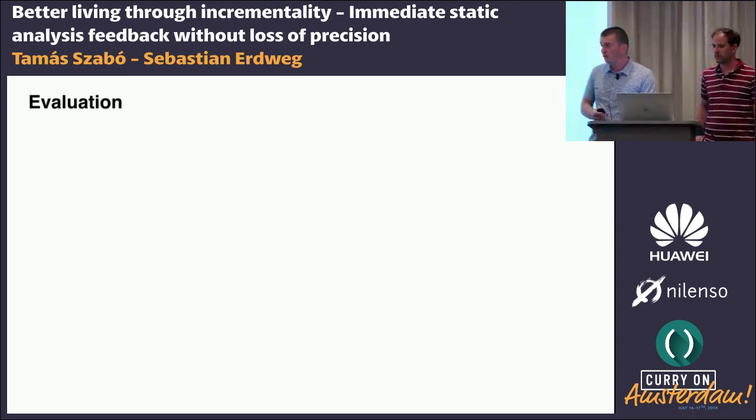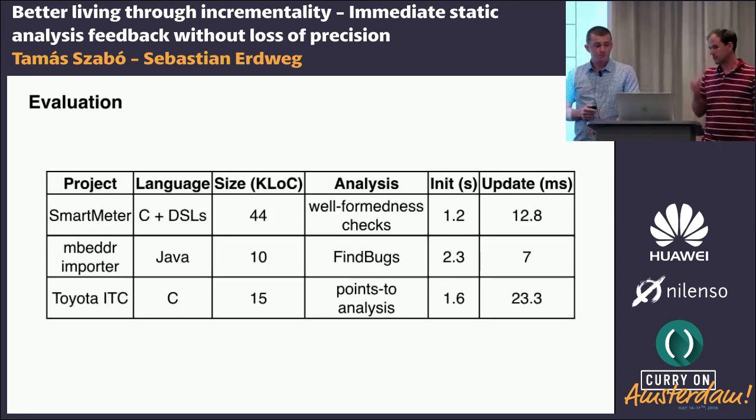I would like to say a few words about the evaluation. We have implemented various analyses for various languages with Inca. There are 3 code bases here. The first one is Smart Meter, which is a commercial project. This is doing automatic billing for electricity consumption. The second one is Embedder Importer, which is also a commercial project. Then Toyota ITC, a benchmark for static analysis tools. You can see their sizes here. The size is up to 44,000 lines of code, and they are implemented either in C with some language extensions, Java, or purely C.